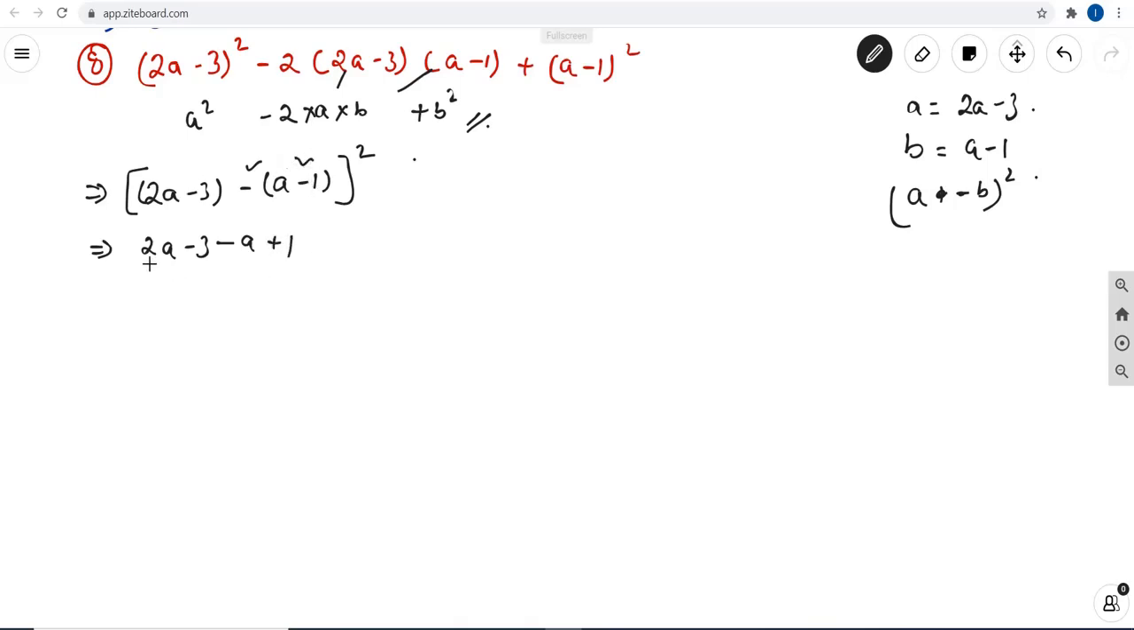Okay, so further simplification, what we can do, so plus 2a and minus a, so this becomes a. Okay, so minus 3 and plus 1, so this becomes minus 2 whole square. So this is also whole square, which we have not written. This is the answer for your question number 8. So if you want, you can stop it here, or if you want, you can write one more step. So this is nothing but a minus 2 into a minus 2.